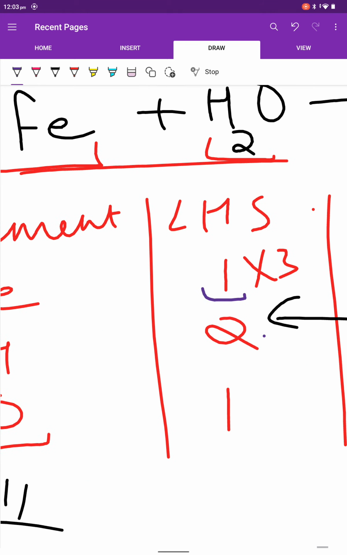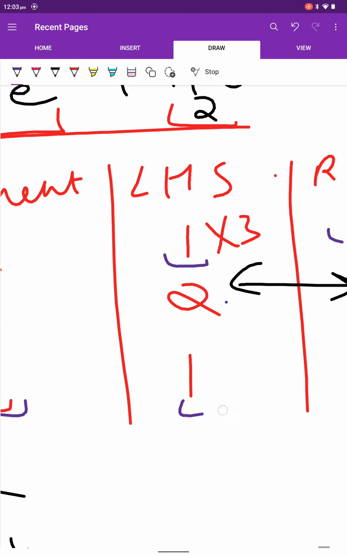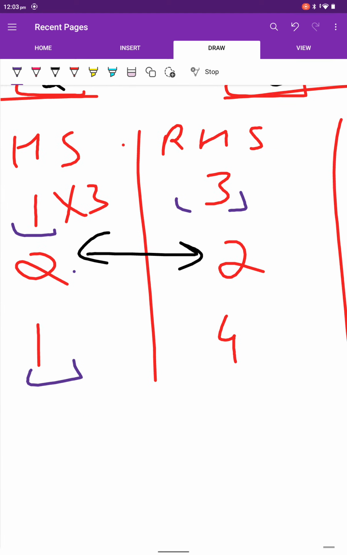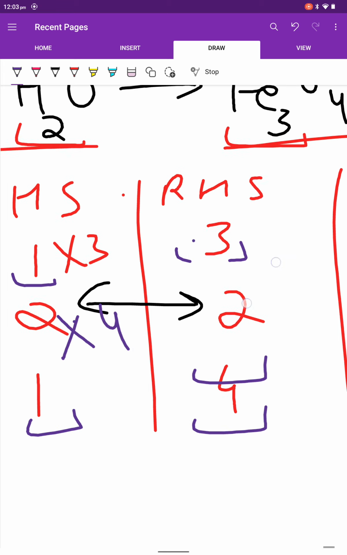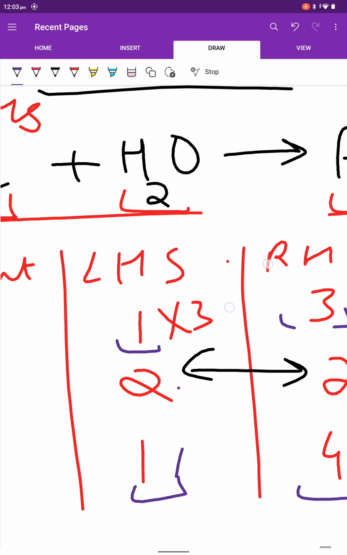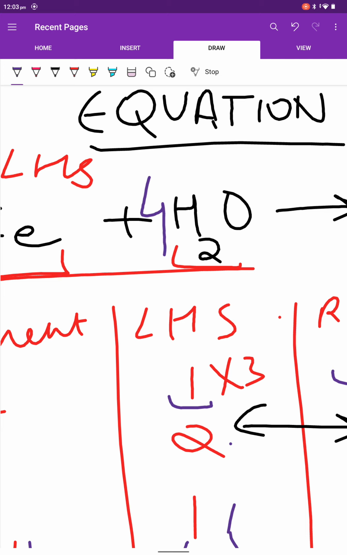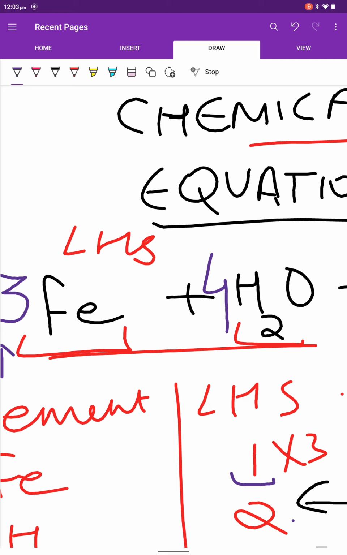Next, देखेंगे तो hydrogen is balanced. No worries about that. Now, oxygen is only 1, which is present in LHS, and RHS is 4. So we have to multiply it by 4 to balance it. So now our oxygen will be 4. So where is oxygen? Oxygen is here. It will become 4.